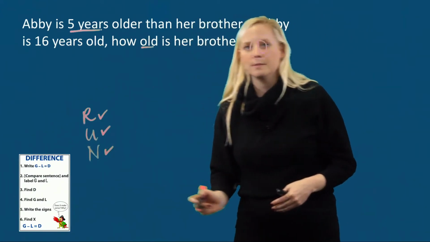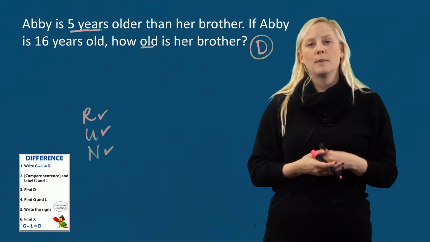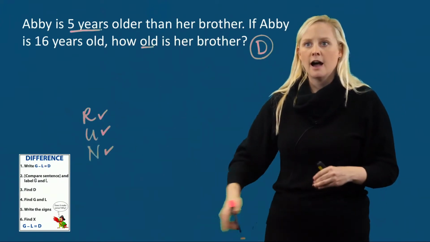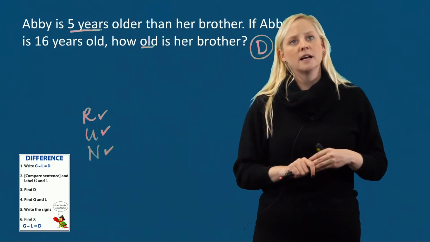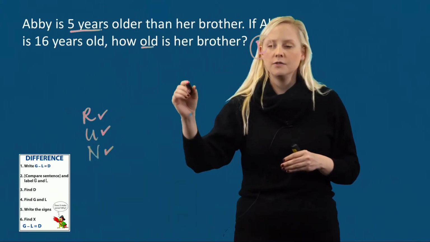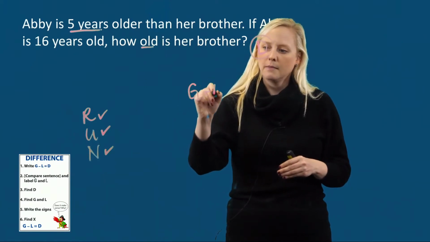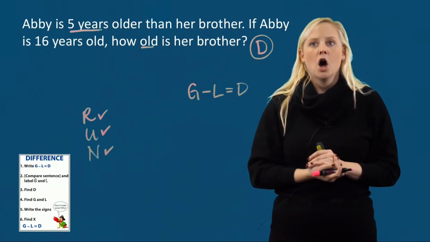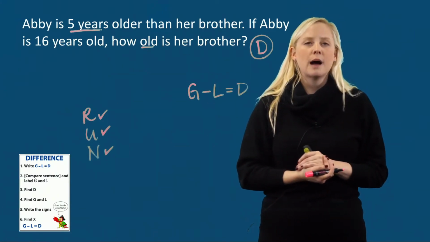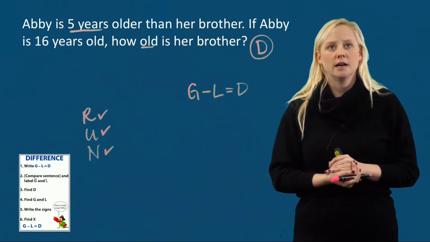Now I have run through the problem. Now I'm ready to follow my difference schema steps. I have my poster down here to help prompt me. Our first step is to write the difference equation. The difference equation is G minus L is the same as D. Our step 2 is to bracket the compare sentence and label G and L.